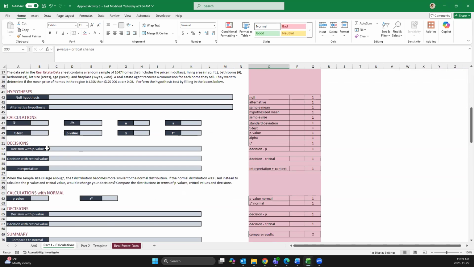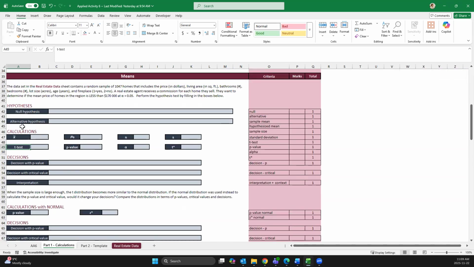You'll make a decision using a p-value, a critical value, and your interpretation. So basically, because I give you in the calculation section that you are finding t-test and t-star, I'm telling you that you need to use the t-distribution for this question because this is sample data and not population data. It says right in the question that it's a sample of homes.